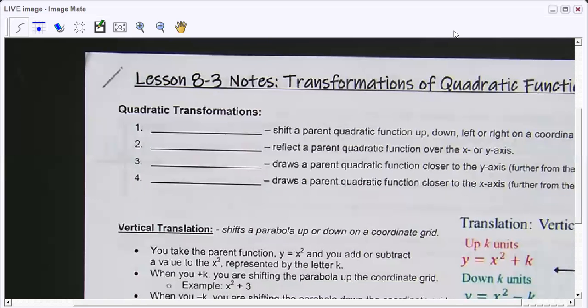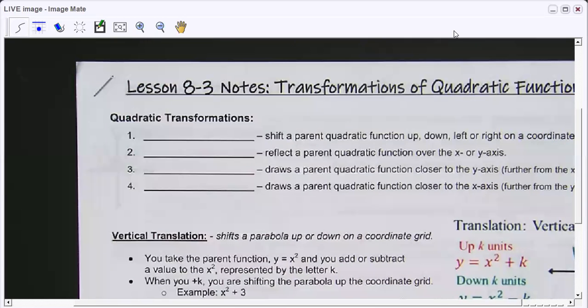Okay, today we're going to start lesson 8-3, which is transformations of quadratic functions. We've already done transformations before with linear functions, where we shifted lines left, right, up, down, and reflected across the X or Y axis. So we've done that part. Now we're going to do this with parabolas. And actually, when you transform quadratics, it's simpler to me than the linear functions. So hopefully this will be simple for you as well.